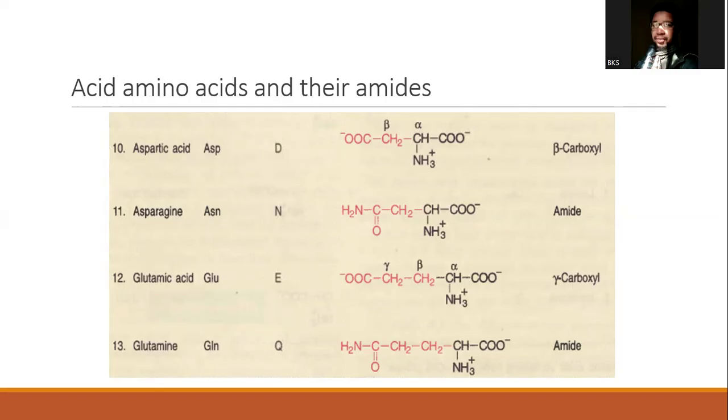Then the next is glutamic acid. In glutamic acid, attached to the alpha carbon, you have a beta carbon. Attached to the beta carbon, you have a gamma carbon. Attached to the gamma carbon, you have the secondary carboxyl group. This secondary carboxyl group is the one that receives an amino group, leading to the formation of an amide of glutamic acid called glutamine. So in glutamine, you have the carboxyl carbon receiving the amino group to convert it to a carbonyl carbon, and then you have the amino group attached to this carbonyl carbon to form the classical amide.